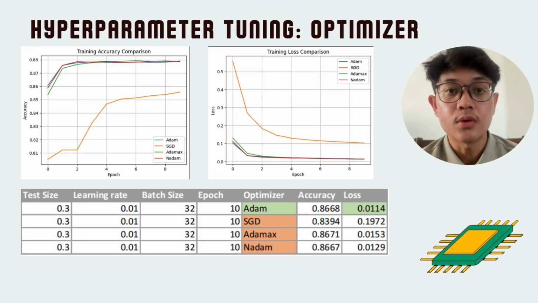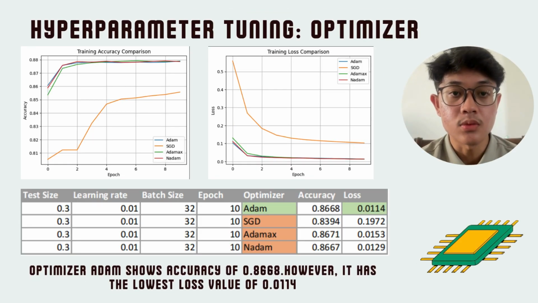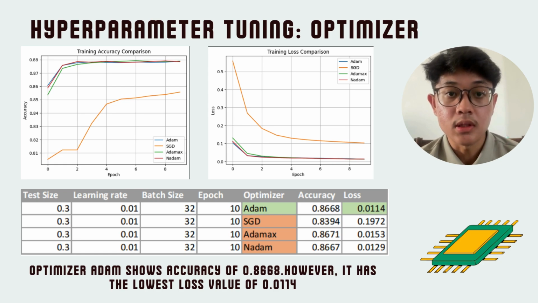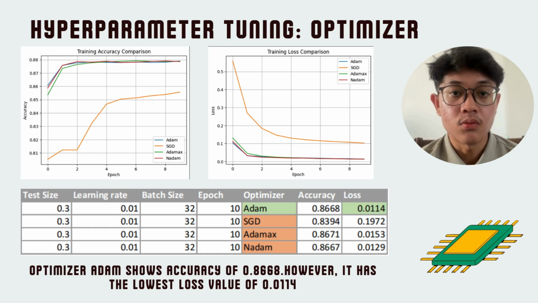So we trained 4 models using different optimizers, which are ADAM, SGD, ADAMAX, and NADAM, to evaluate their impact on model performance. The model architecture and training parameters were kept consistent to ensure a fair comparison. Among all, ADAM showed the best performance with 86.68% accuracy and the lowest loss of 0.0114, indicating fast and stable convergence.